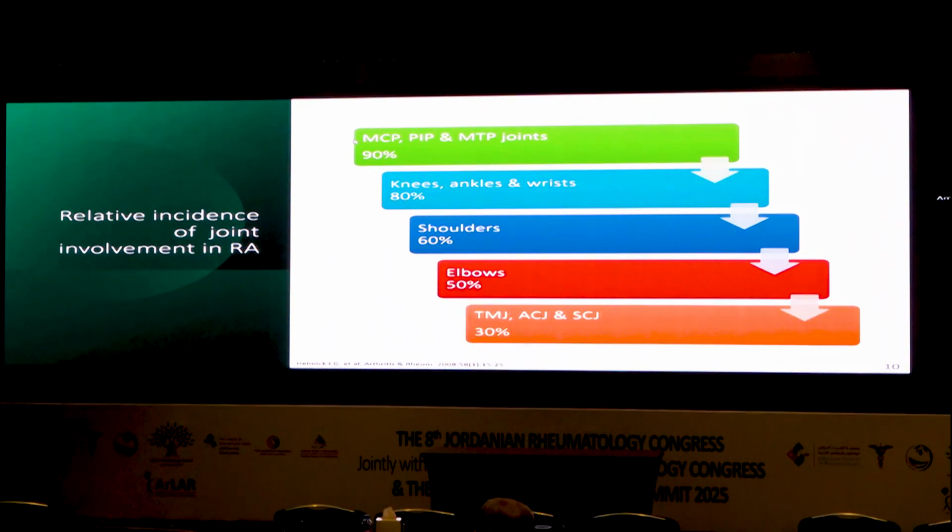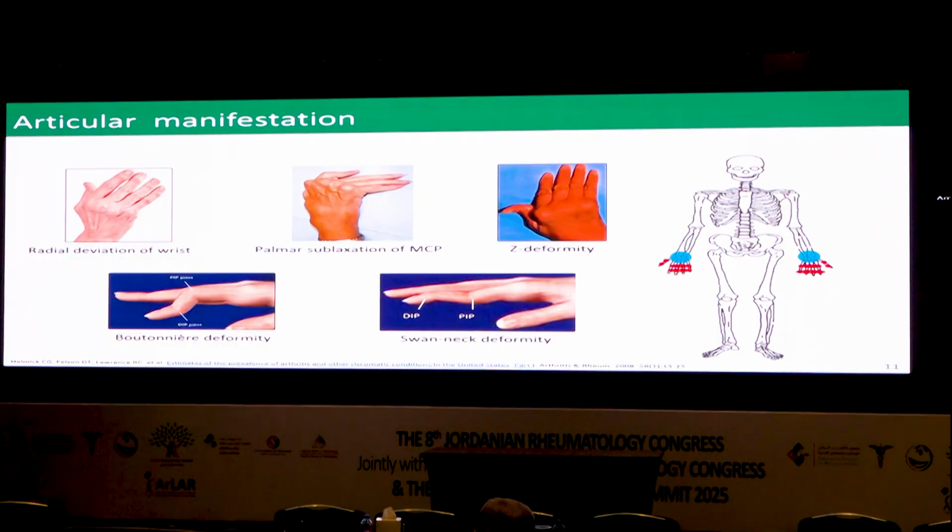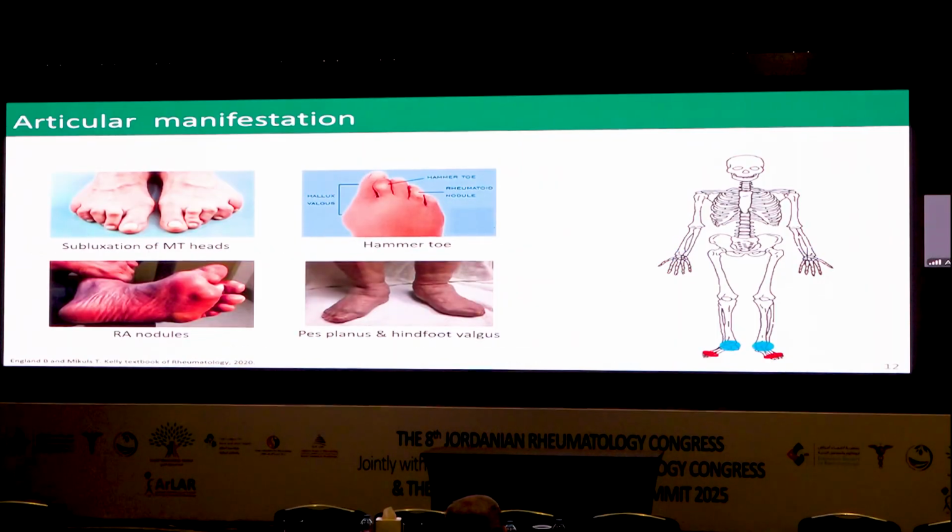Affection of these joints, usually in the hand, leads to various deformities, with radial deviation of the wrist, palmar subluxation of the MCPs, Z deformity, boutonniere or swan neck deformity. Inflammation involving the feet usually takes the form of subluxation of the metatarsal heads, hammer toes, rheumatoid nodules that may be in the sole of the feet, pes planus and hindfoot valgus.